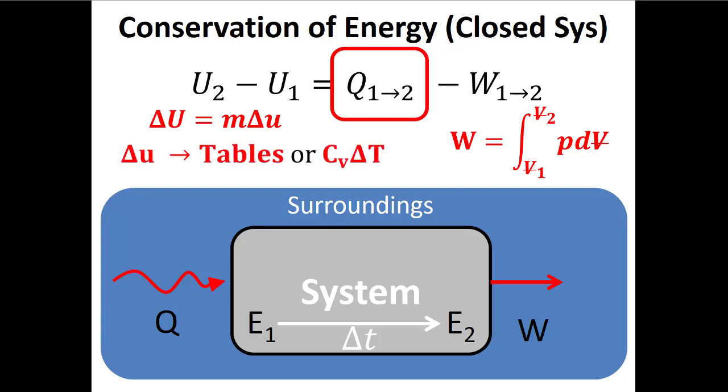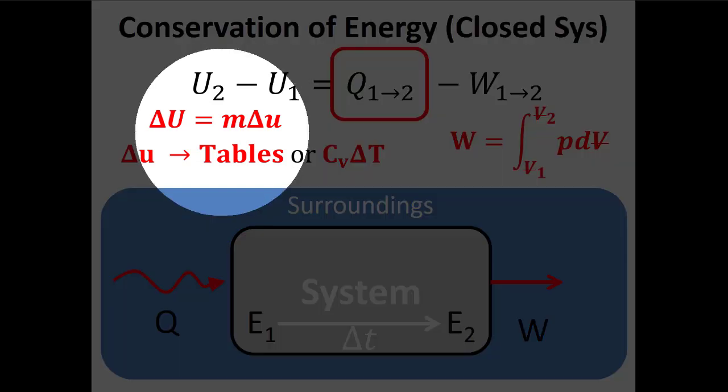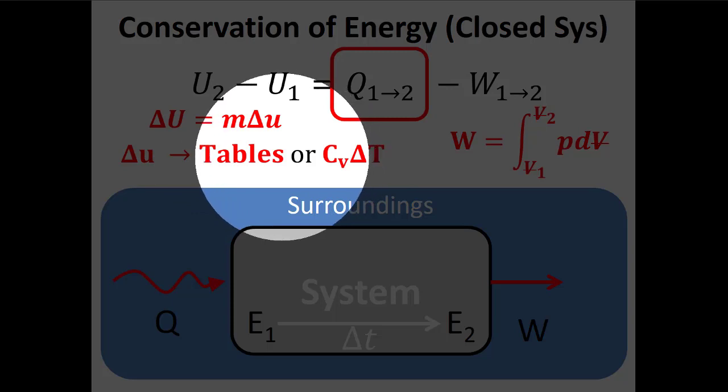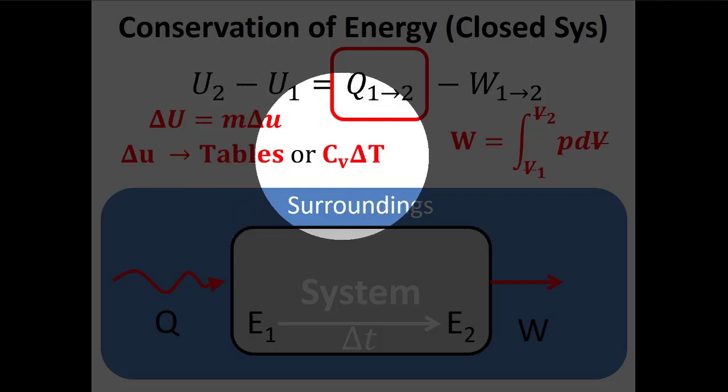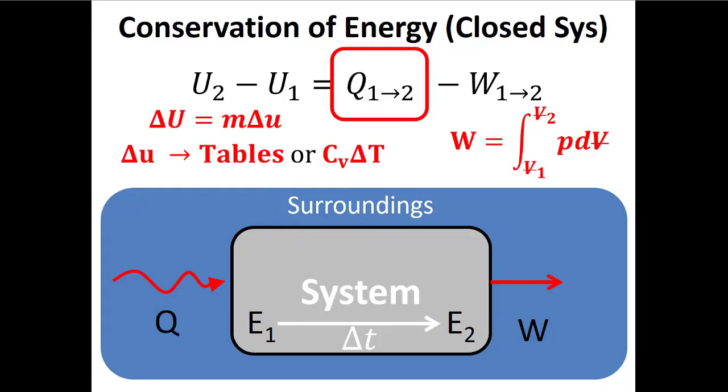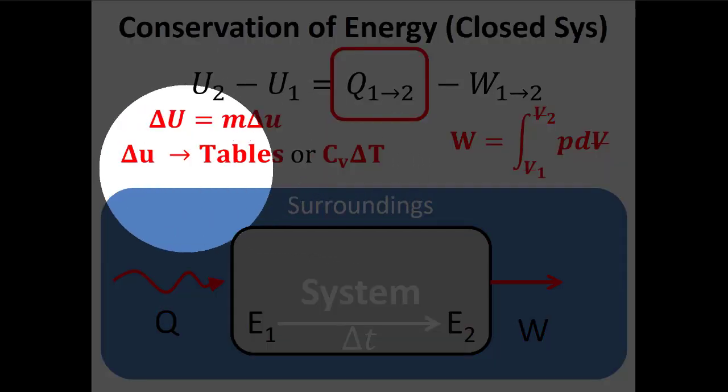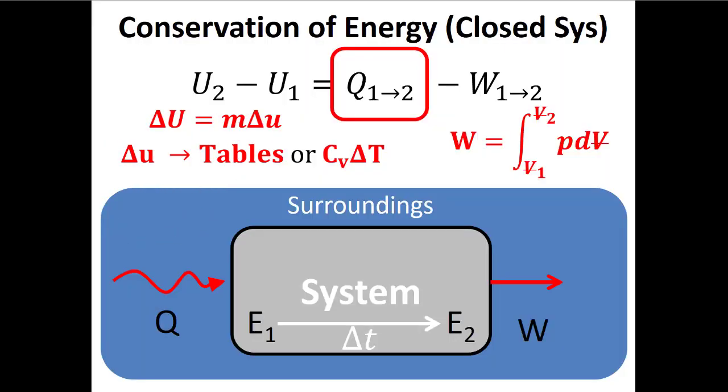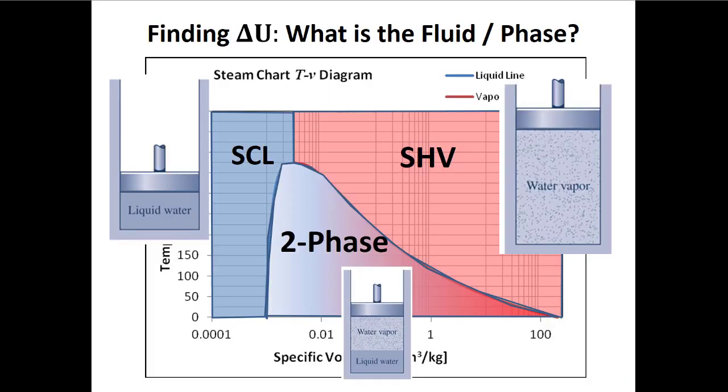We've learned now several different strategies for finding delta little u, the change in the specific internal energy. And for both ideal gases and sometimes for solids or incompressible liquids, we can either use tables or we can use Cv times delta T. I like to remember that Cv goes with delta U because V and U look kind of similar, at least if I squint, right? So I have to ask myself, what's the fluid?